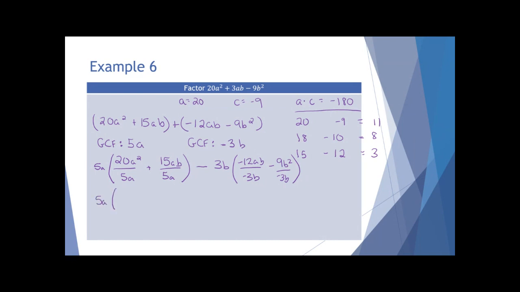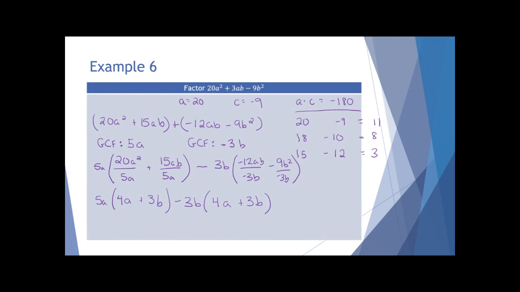So I have a 5a. 20 divided by 5 is 4. A squared over a is a. 15 divided by 5 is 3. The a's cancel. We have a b. Then minus 3b. Now I have a negative 12 divided by negative 3, so that's going to be positive. The b's cancel, so I get a 4a. And then I have a negative 9 divided by negative 3, so that's a positive 3. And then b squared over b gives me b.